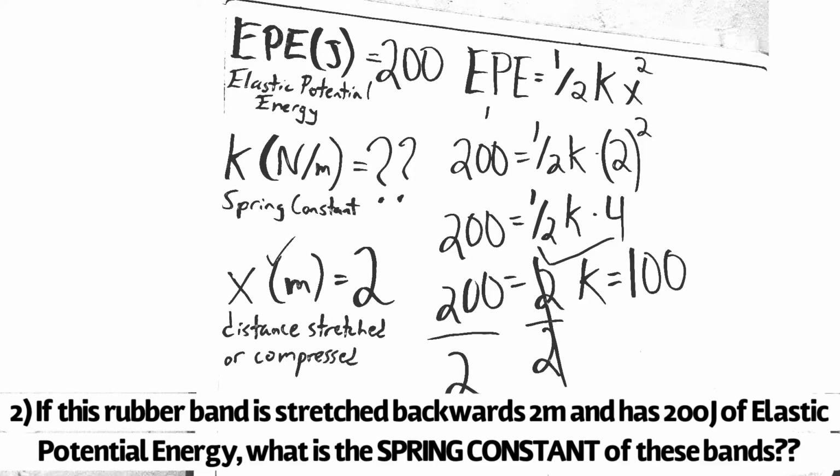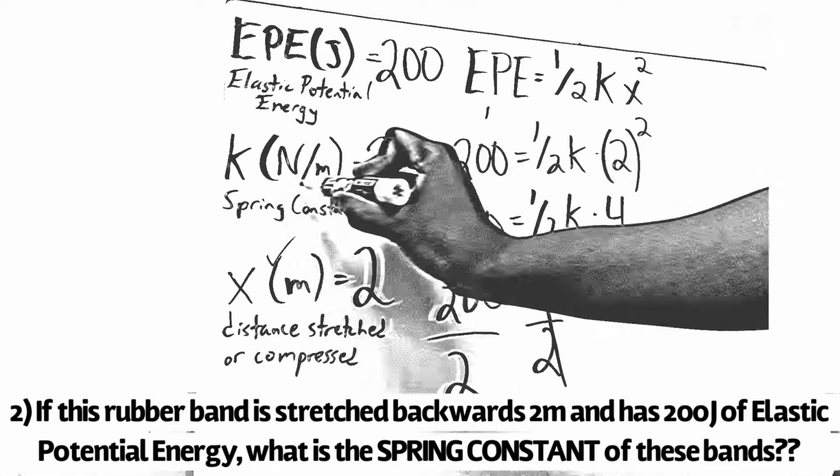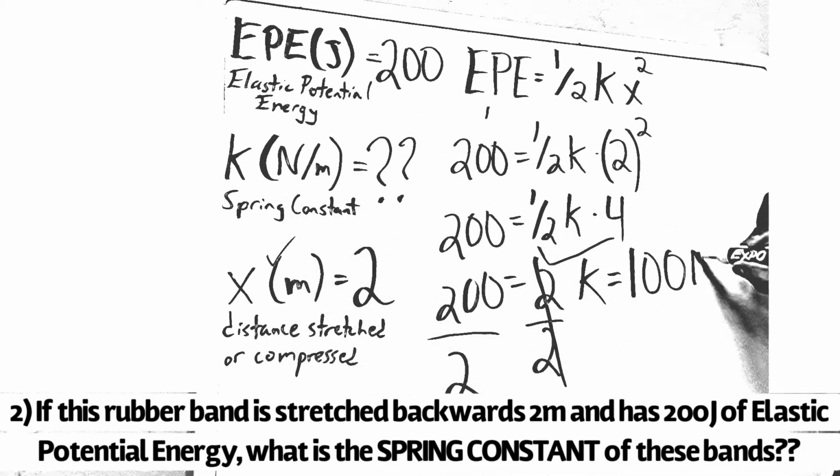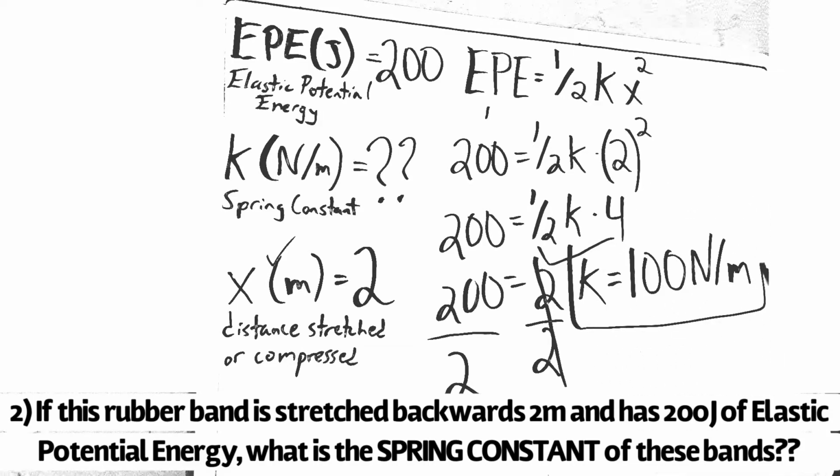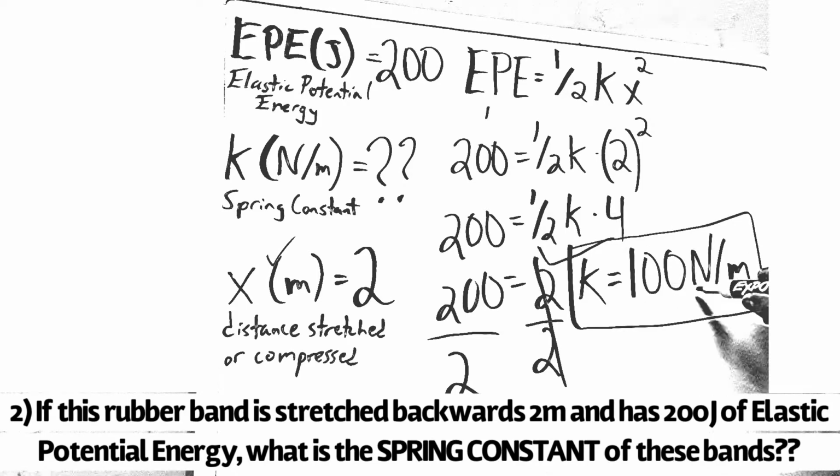The unit for the spring constant is newtons per meter. That's how much force it will take to move that spring a distance. The spring constant is 100 newtons per meter, and you always put the unit. Awesome. Let's go ahead and do our last practice problem.